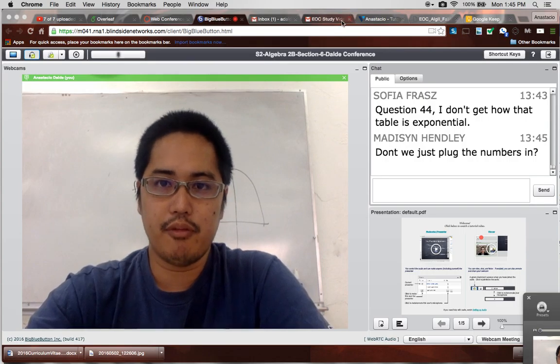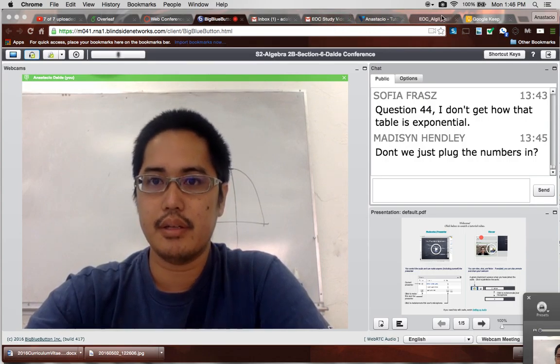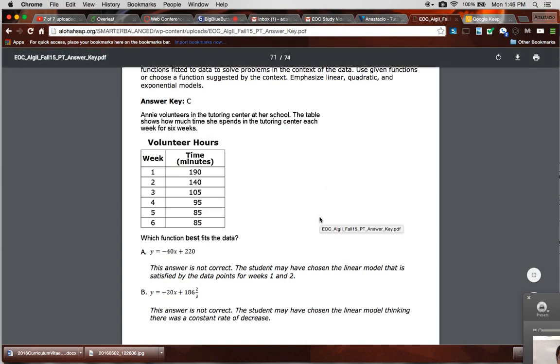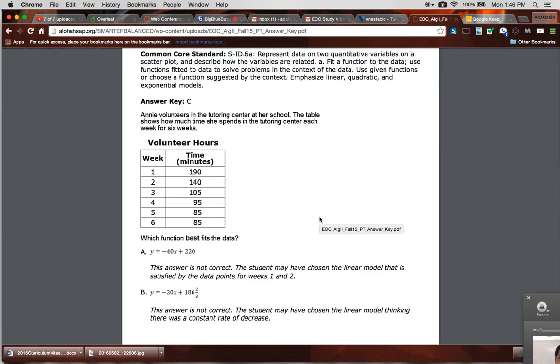Take a look at number 44. I think it's right here. Got it. Annie volunteers for a tutoring center for her school. The table shows how much time she spends in tutoring each week for 6 weeks. Which function best fits the data?